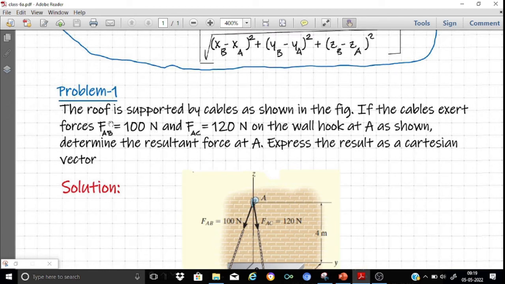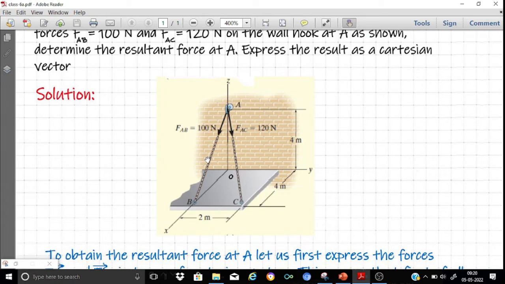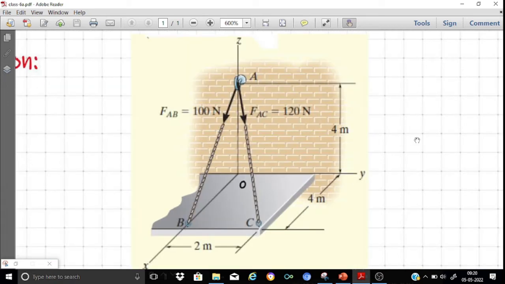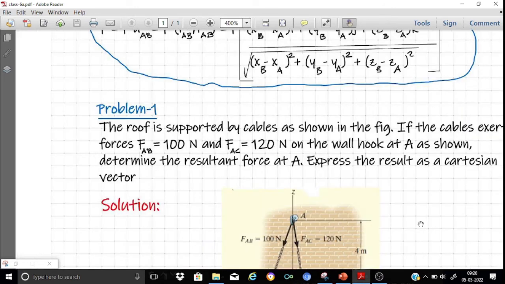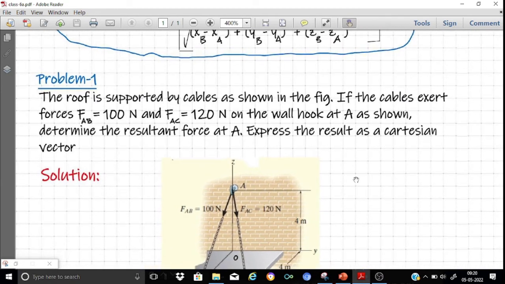If the cables exert forces FAB equal to 100 Newton and FAC equal to 120 Newton on the wall hook at A as shown, determine the resultant force at A and express the result as a Cartesian vector. So referring to this sketch, we have the two cables, right?